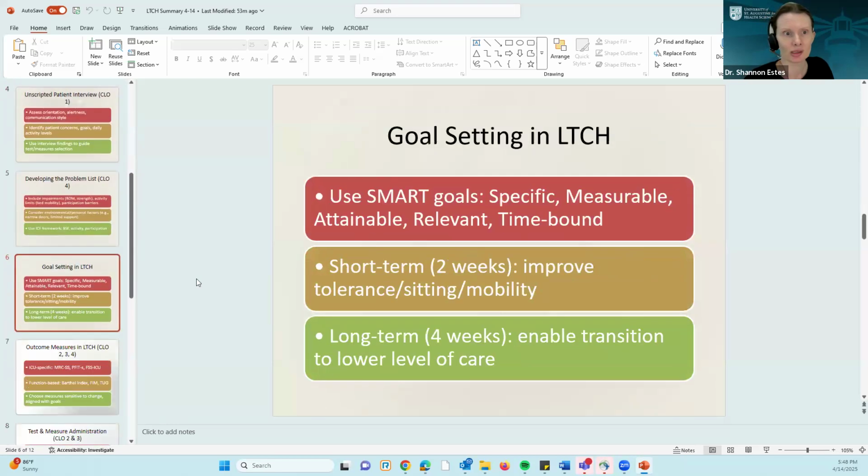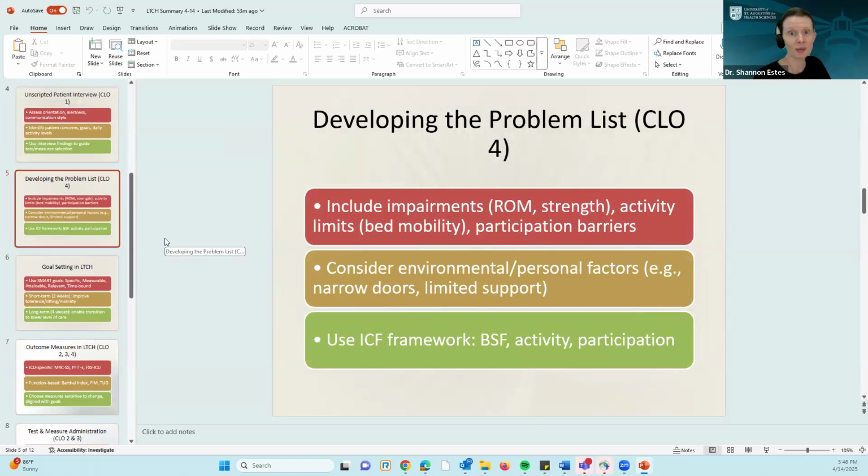Problem list. Same thing: looking at the ICF framework. What are their impairments, activity limitations, and participation restrictions? This is not drastically different. It might look different for that person specifically, but I'm looking for the same things. The ICF model is going to help me figure out what outcomes are appropriate, where I can possibly set my goals, and what kinds of things are going to be limiting factors that I need to work around or work to improve.